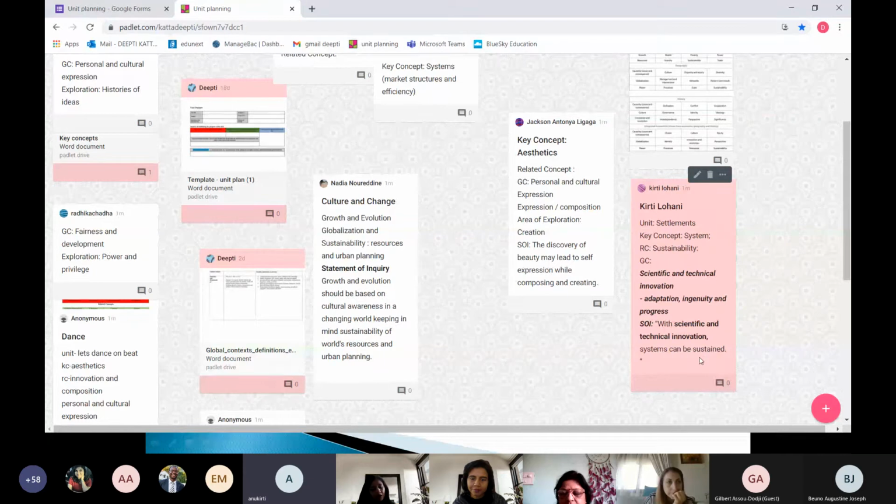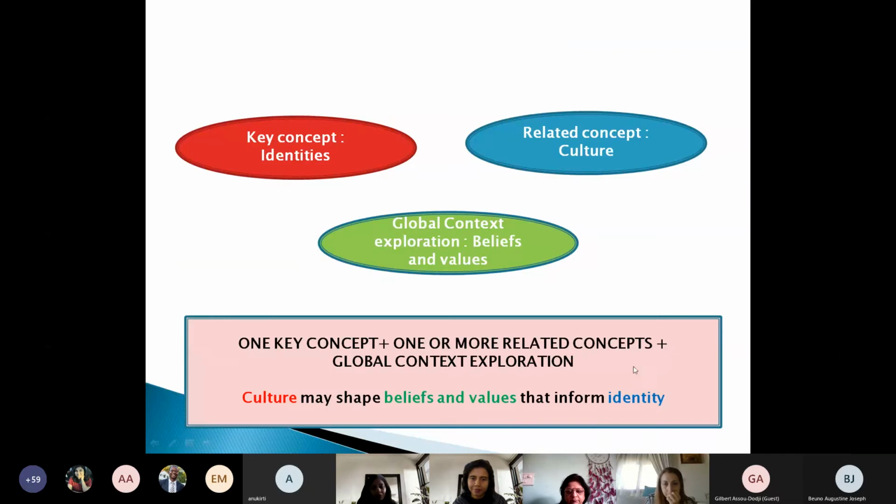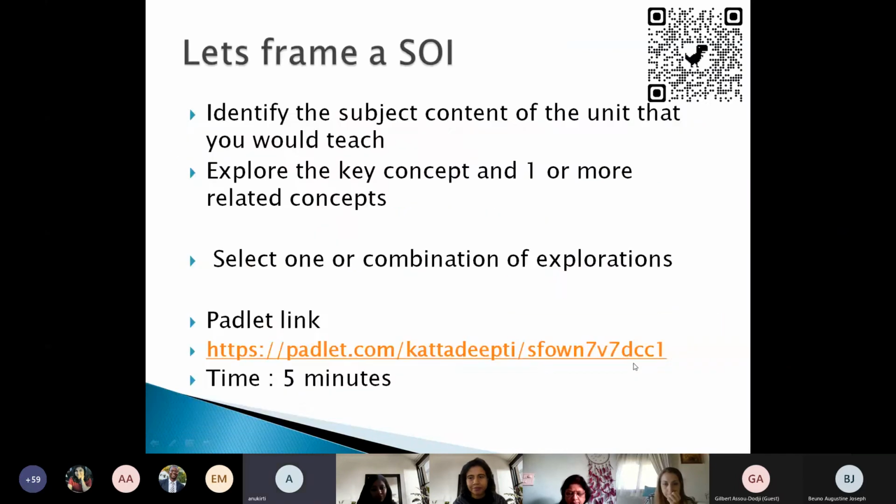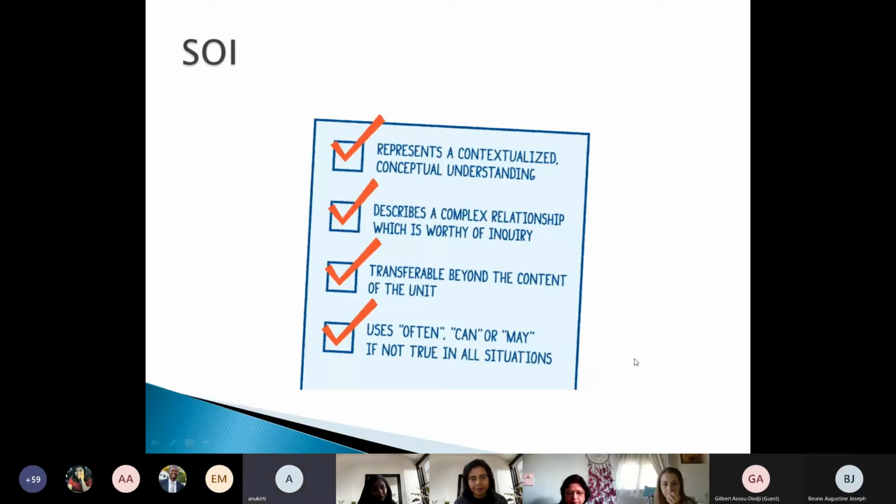So, when you are making the statement of inquiry, before we take up more responses, I want to clarify one thing. When you are framing a statement of inquiry, remember that these four things have to be there. So it's like a sort of checklist for you. Is your statement of inquiry representing a contextualized or conceptual understanding? That means it has to have a global context exploration. It should describe a complex relationship which is worthy of inquiry.